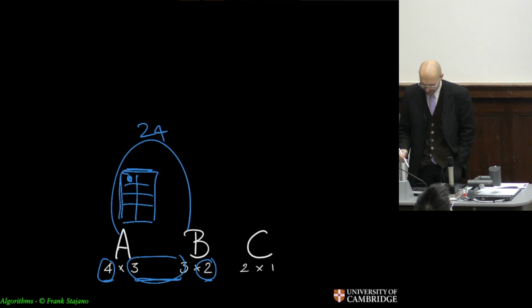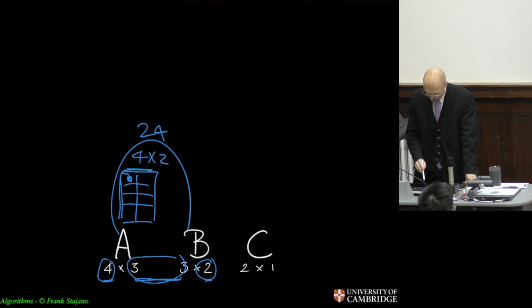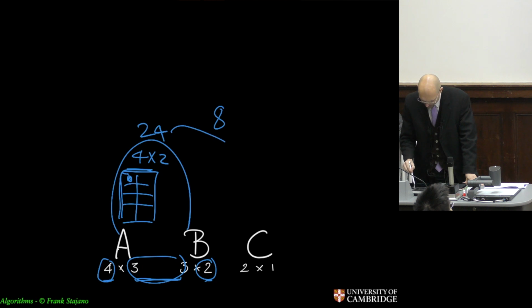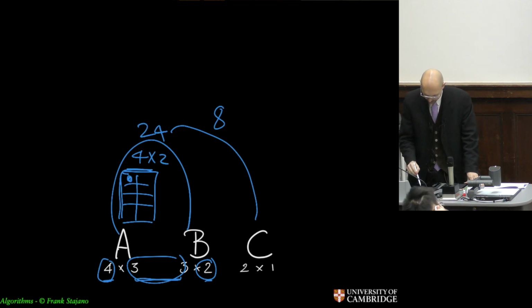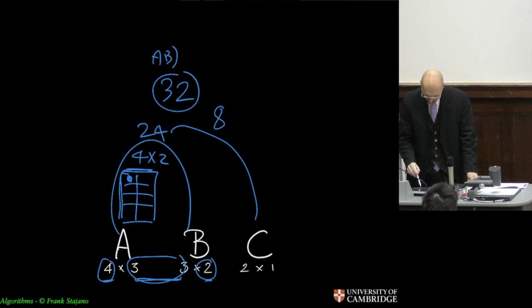If I then multiply by C, then I have a matrix that's 4 by 2. 4 by 2 by 1, I have to multiply 4 times 2 times 1, which gives me 8. 8 more for multiplying those two. So 24 multiplications for this, plus 8 multiplications for the top level one, which gives me 32 multiplications, total cost of AB times C.